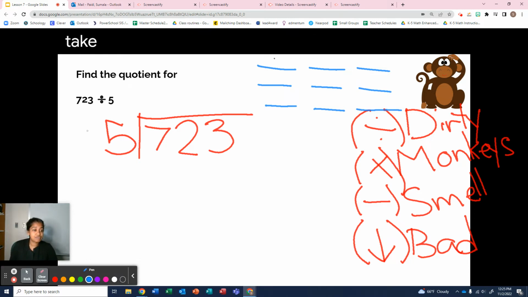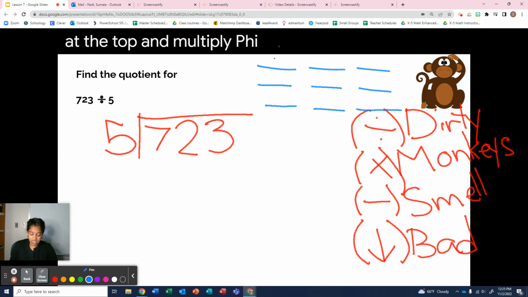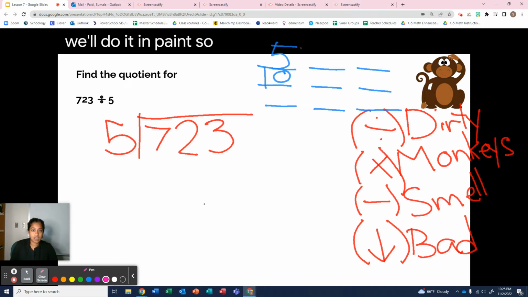So we're going to take our 5, our divisor, and start at the top and multiply. 5 times 1 is 5. 5 times 2 is 10. 5 times, let me do this in a different color, we'll do it in pink. So we have 5 times 3 is 15.